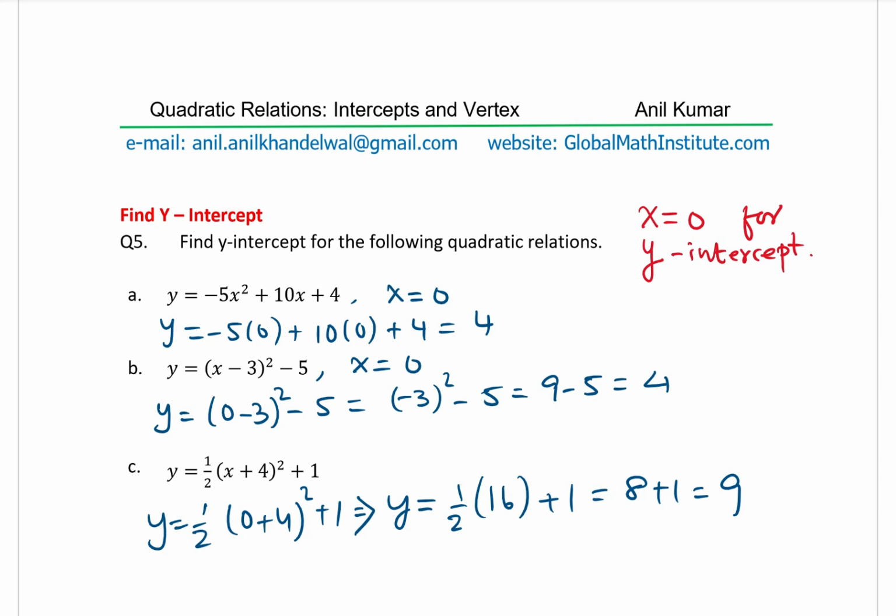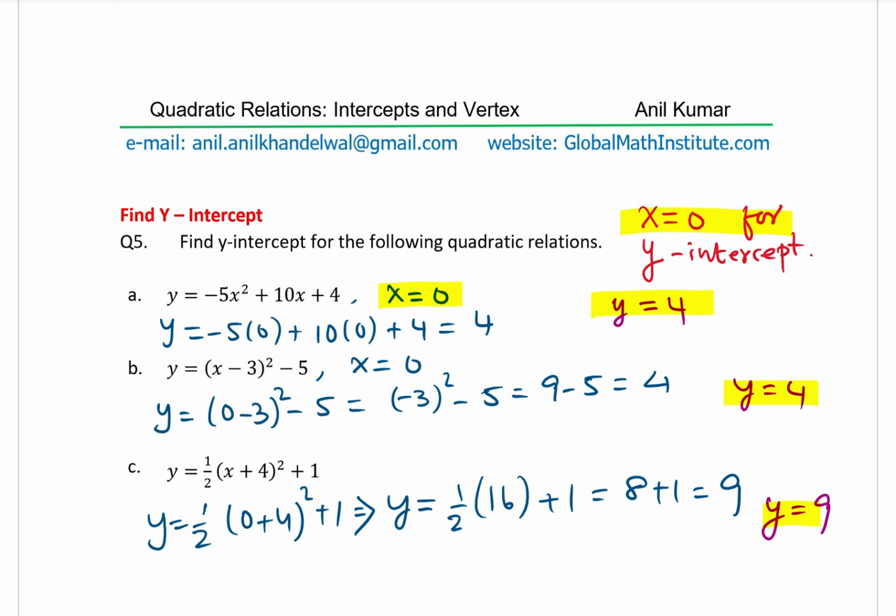So let me write down the answers. Y-intercept is at y equals 4 in the first case. Again, it is y equals 4, and in this case, it is y equals 9. So these are the three answers which we have for the three given equations. And how did we find it? We equated x equals 0. Do you see that part?